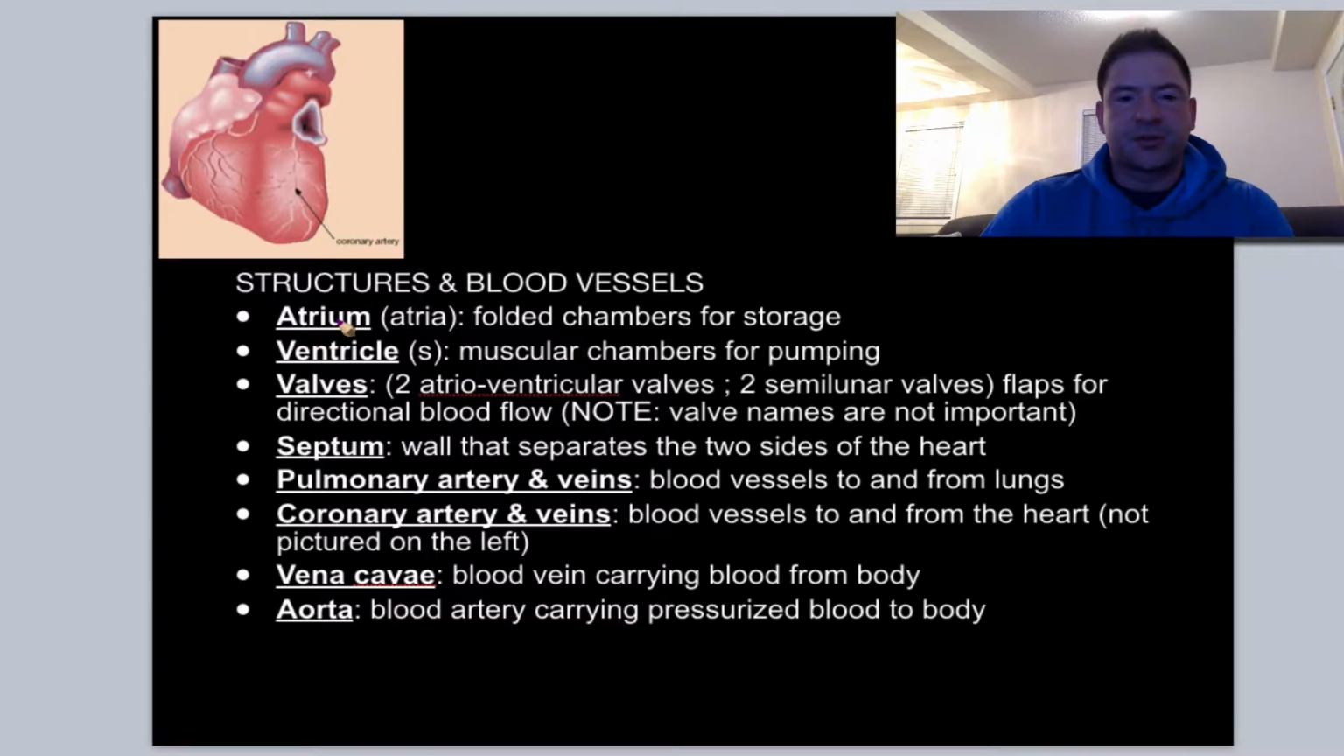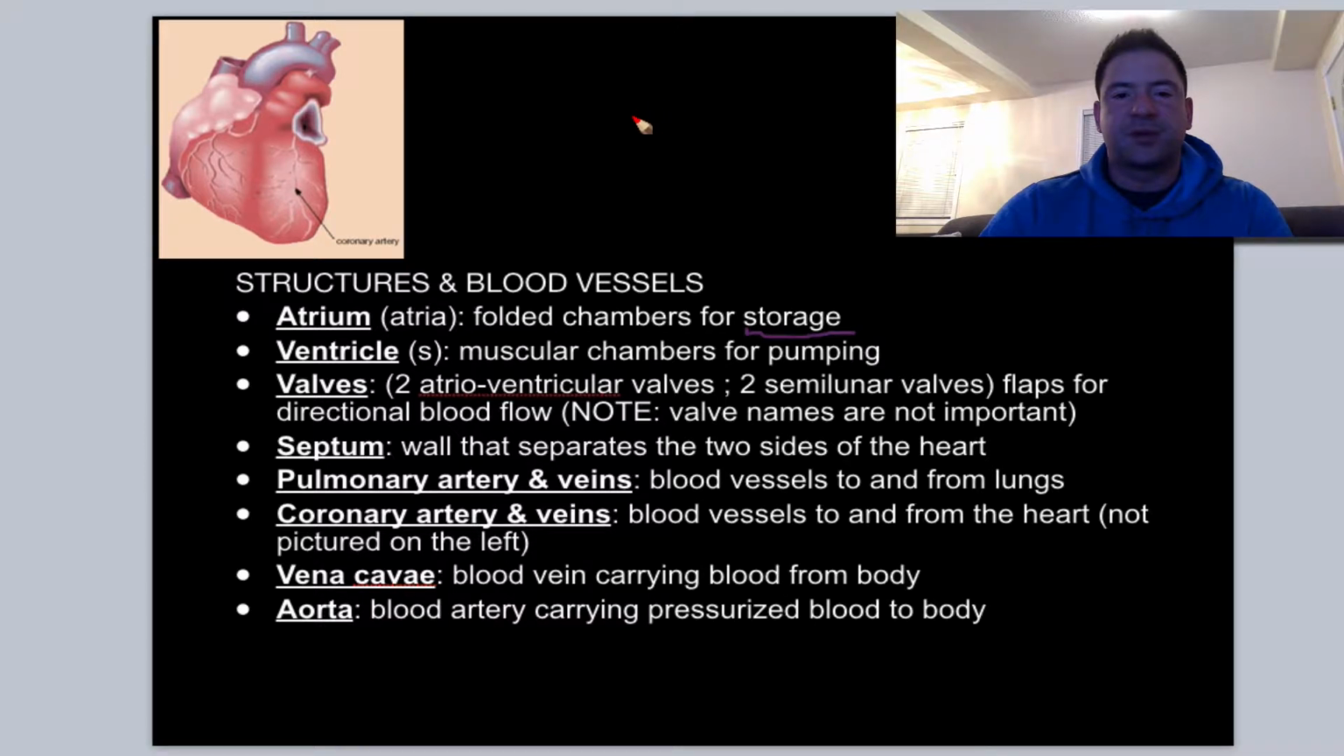Each one of these structures has a specific function that's crucial for the circulatory system, and that's what the heart is a part of, the circulatory system. So the atrium are folded chambers and they are responsible for storage. Now, there are two chambers of the heart.